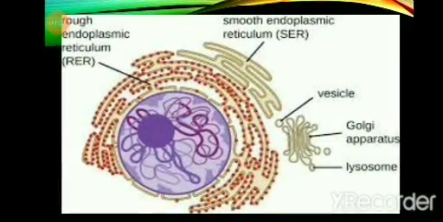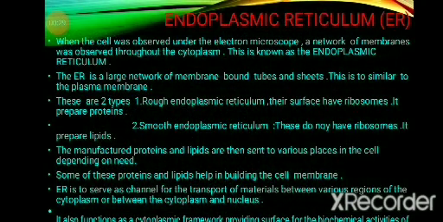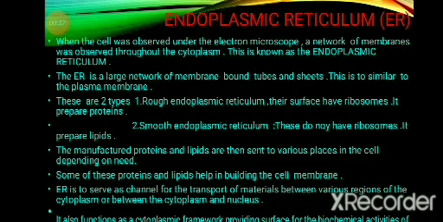In this figure, there is endoplasmic reticulum. Can you see it? This is rough endoplasmic reticulum. Its surface has ribosomes. This is smooth endoplasmic reticulum. These do not have ribosomes. Endoplasmic reticulum: when the cell was observed under the electron microscope, a network of membrane was observed throughout the cytoplasm. This is known as endoplasmic reticulum.